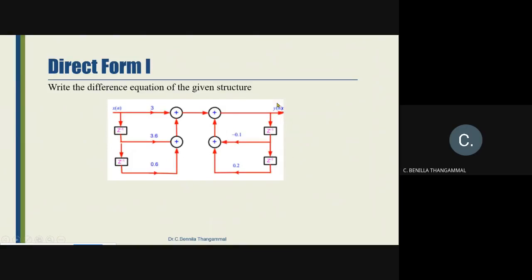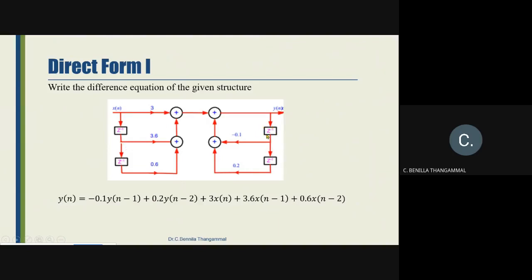The output y of n is equal to, this side belongs to the output coefficients and this side belongs to the input coefficients in direct form 1. You have to keep it in mind. Without doing any sign changes, you write it as such. So y of n is equal to minus 0.1 y of n minus 1 plus 0.2 y of n minus 2 plus 3 into x of n plus 3.6 into x of n minus 1 plus 0.6 x of n minus 2. This is the first delay, this is the second delay.